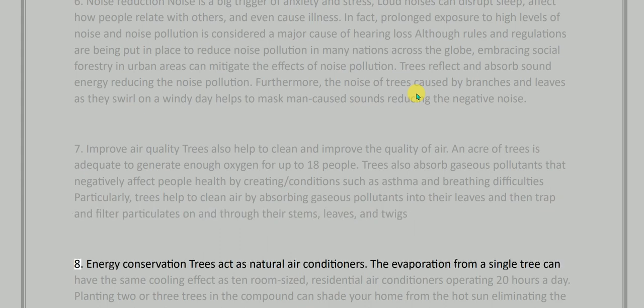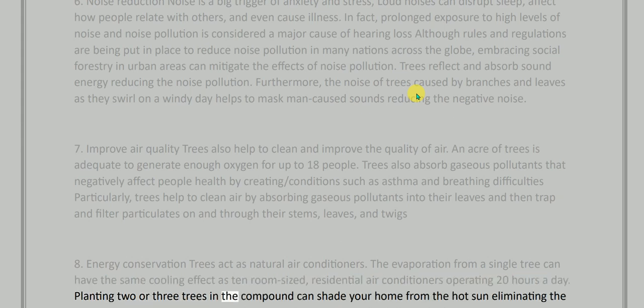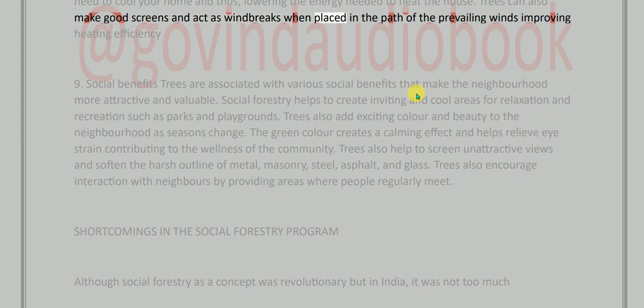8. Energy conservation. Trees act as natural air conditioners. The evaporation from a single tree can have the same cooling effect as 10 room-sized residential air conditioners operating 20 hours a day. Planting 2 or 3 trees in the compound can shade your home from the hot sun, eliminating the need to cool your home and thus lowering the energy needed to heat the house. Trees can also make good screens and act as windbreaks when placed in the path of the prevailing winds, improving heating efficiency.